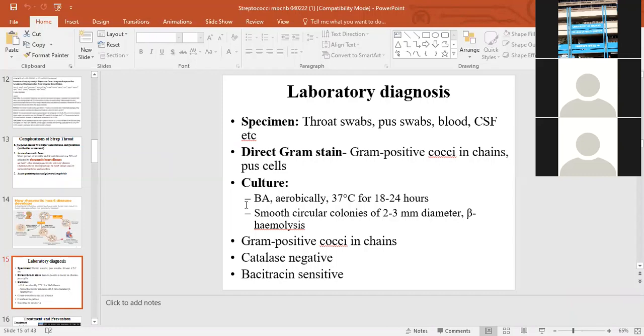So direct microscopy: apart from blood, we do microscopy of the specimens. For blood, we do blood cultures, but microscopy of all these other specimens like CSF, we are able to see gram-positive cocci. Then culture, this one will be explained very well. All this, let me leave it because of time.